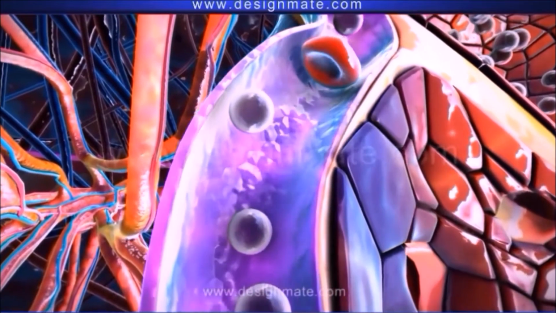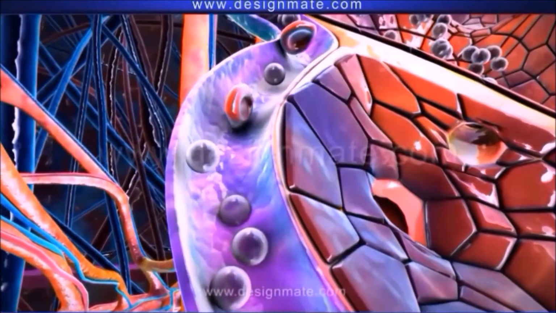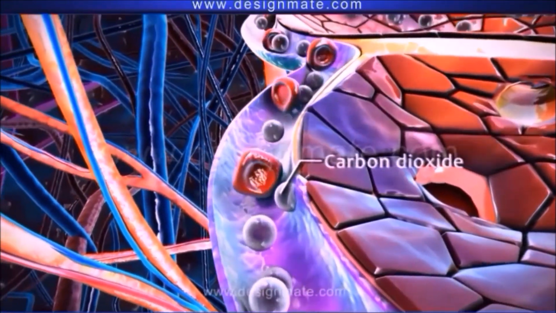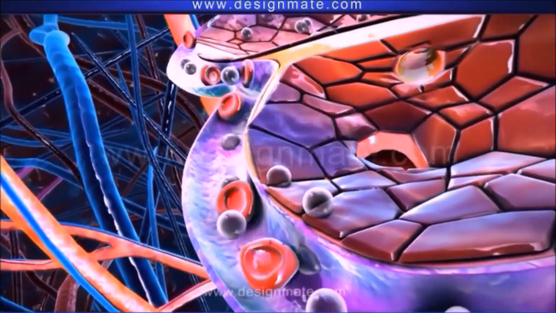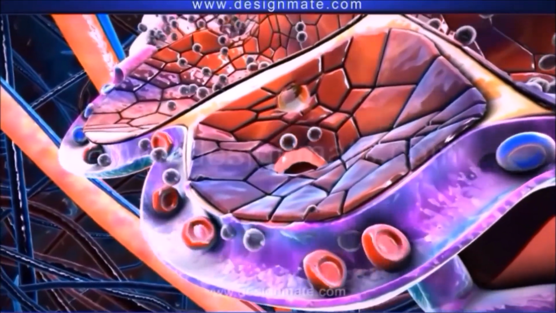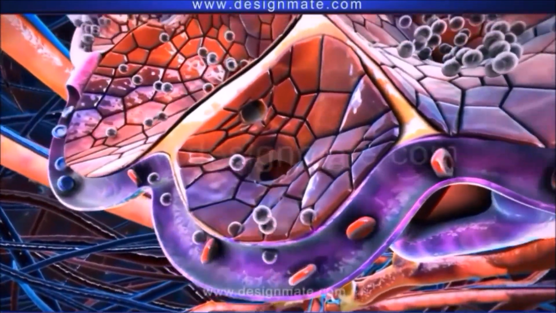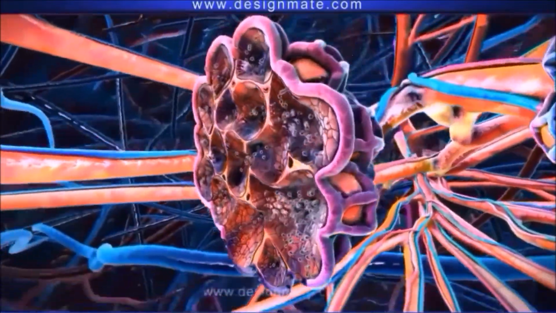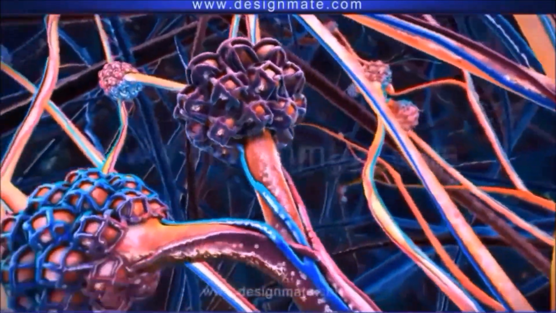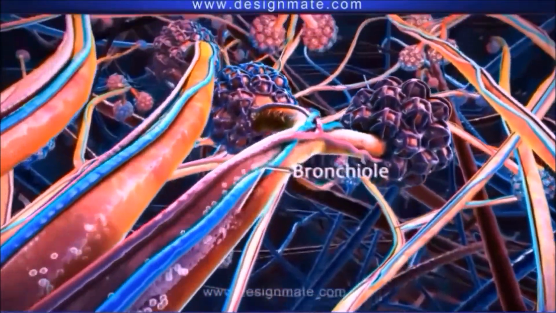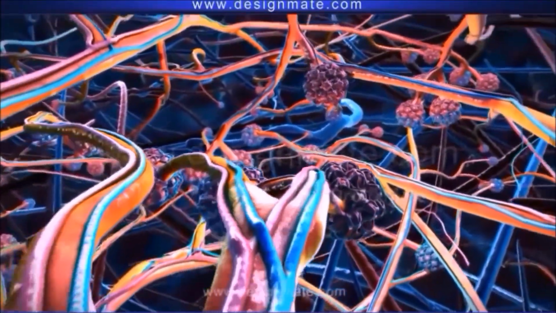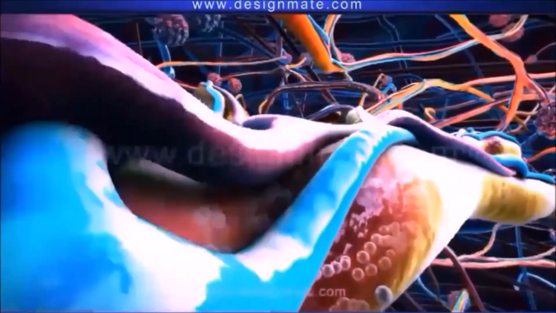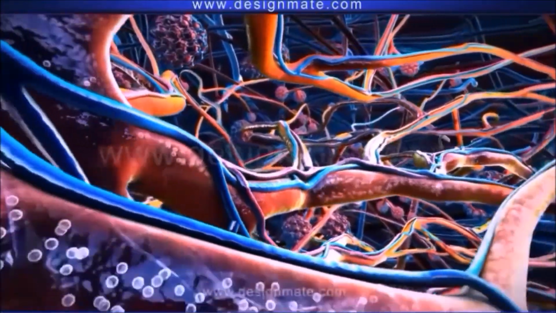The blood moving into the alveolus contains RBCs and carbon dioxide molecules. These molecules are released into the alveolus. The carbon dioxide collects in the alveolar chamber. And then from the alveolus, it travels through the bronchioles into the bronchus, which finally reaches the trachea and is breathed out through the nostrils.